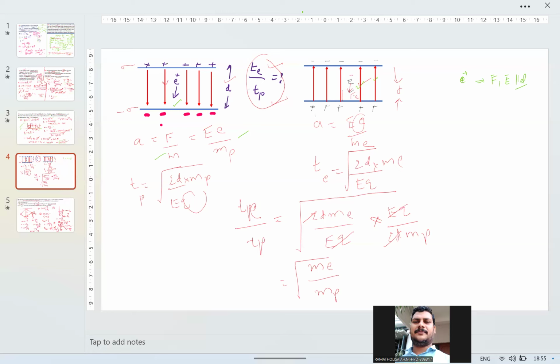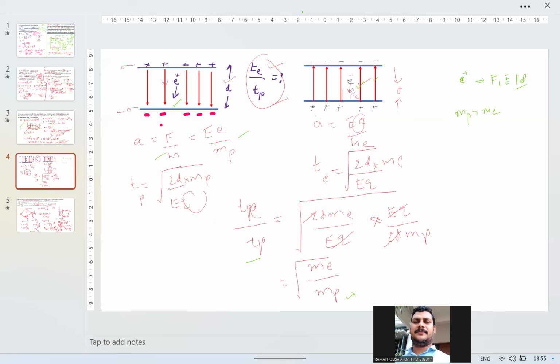So you take the time of electron by the time of proton formula. 2 into h, where h is given as d, the gap between the two plates, is the distance it has to travel, and the time depends on the acceleration, which is given by the electric field. Now we substitute, and I get Te by Tp is equal to root of Me by Mp. We know Mp is greater than Me, by a factor of about 1813.